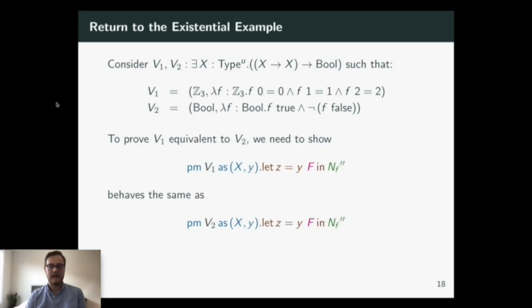And it's going to get passed in F, which we've talked about before must be the identity function. So if you plug the identity function into the functions in V1 and V2, and you reduce, you can see that both of them return true. So what's left in the proof is to show that Z is equal to true in both cases. And that, combined with a small detail about the proof structure that you can see in the paper, lets us complete this proof.